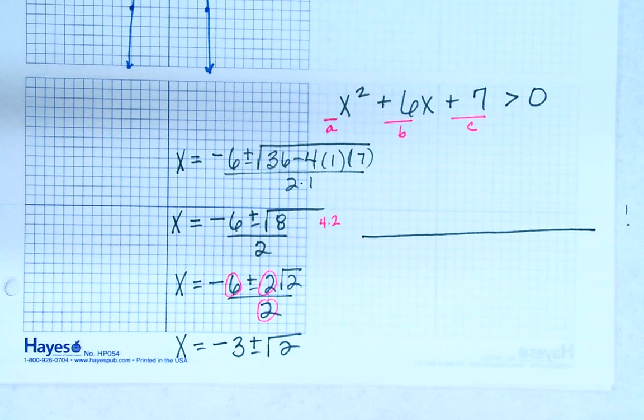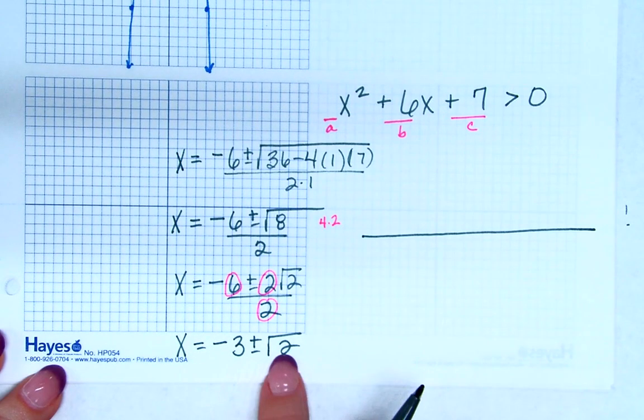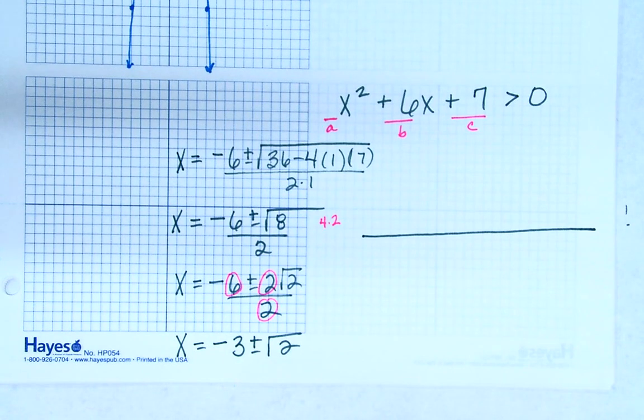Do you remember me telling you that sometimes this is a perfectly acceptable answer because it's the exact answer, and sometimes we need to go to a decimal? Guess what? So negative 3, let's see.